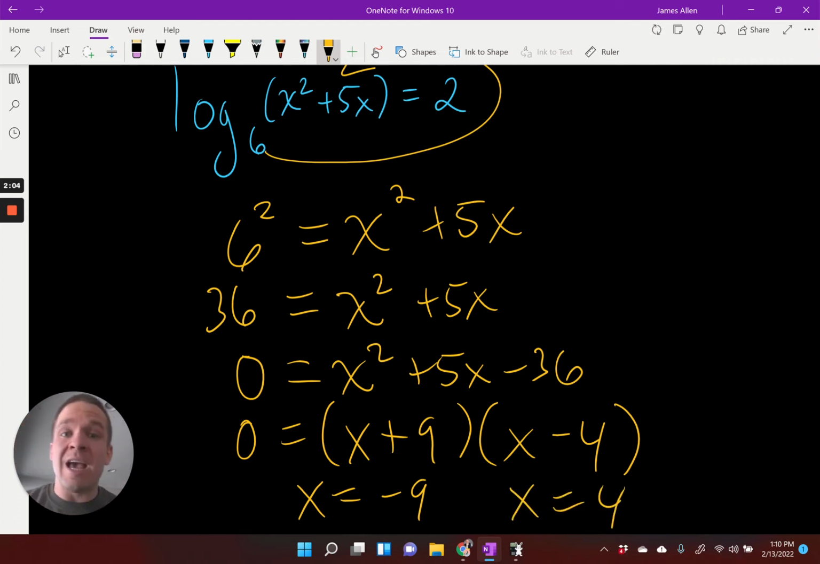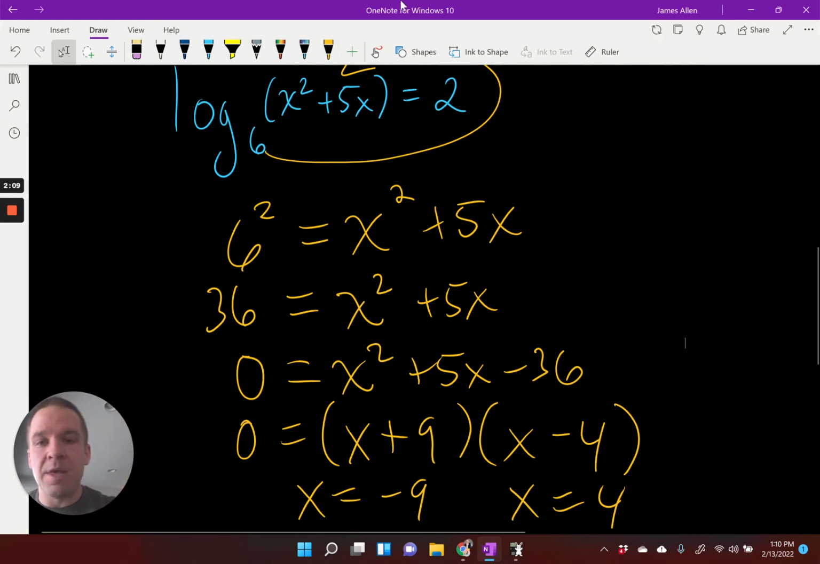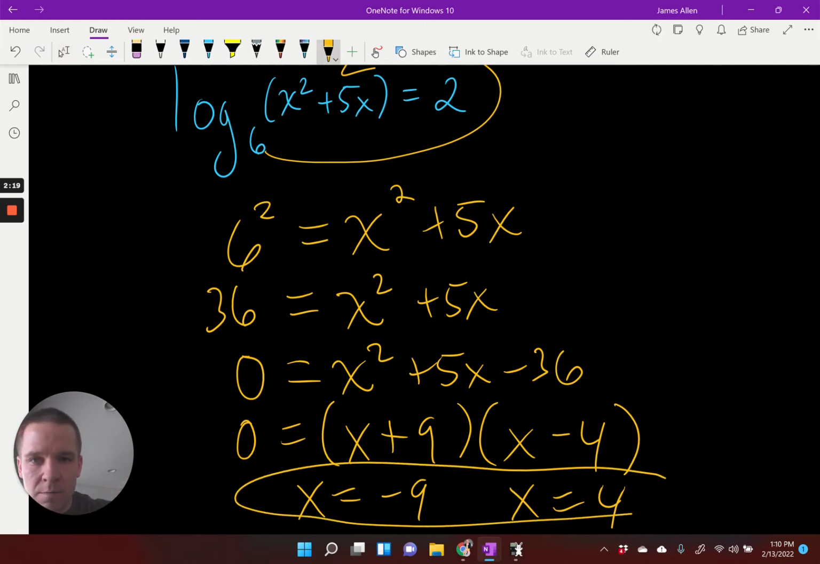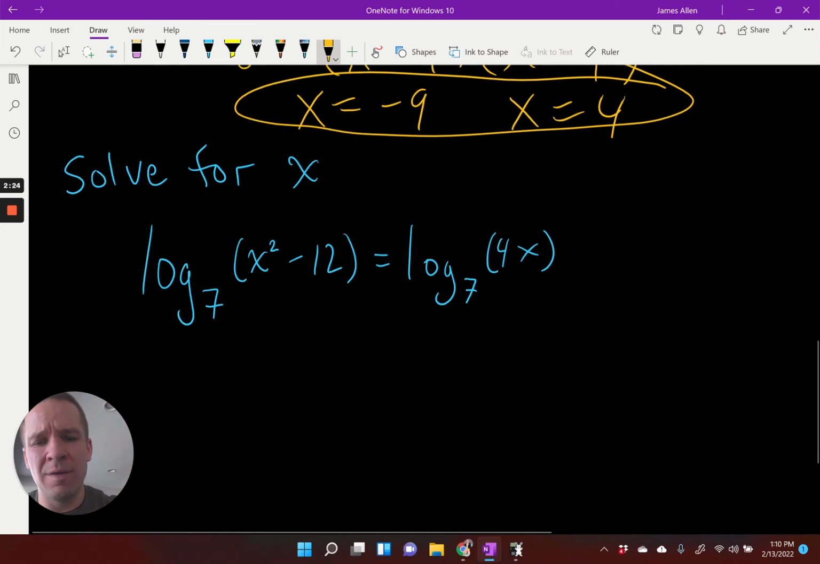Now, we do need to see, hey, do these work in the original problem? Meaning, is my argument going to be a positive number? If I plug in negative 9, I get 81 minus 45, definitely positive. If I plug in 4, I get 16 plus 20. That's definitely positive. We're good to go on both of these. All right. Nice. I think we got time for one more. I think we got time for uno mas.